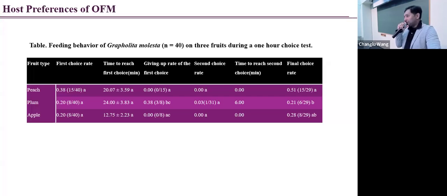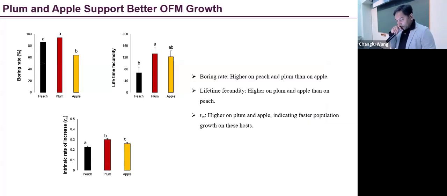Though they cannot make good progress in that peach fruit, they like peach fruit. The volatiles emitted from the peach fruit, they like that one compared to plum and apple. But through our life table study, we found that plum and apple are the better food sources. So it is quite interesting. The thing is that plum and apple support better OFM growth, right?